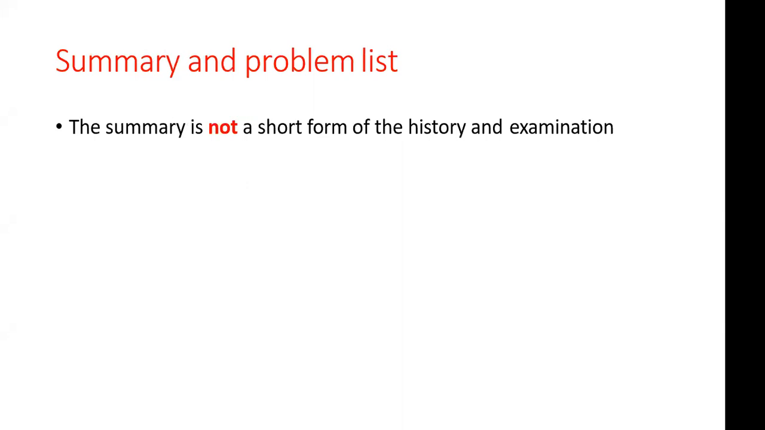As I told you in a slide at the start, when you take a case history or case, you have to have several components in this. And you saw the word summary and problem list coming up. So I'll talk a little bit about these two things and then we'll stop for the day. So remember that a summary is not a short form of the history and the examination. It is the essence of the history and the examination.